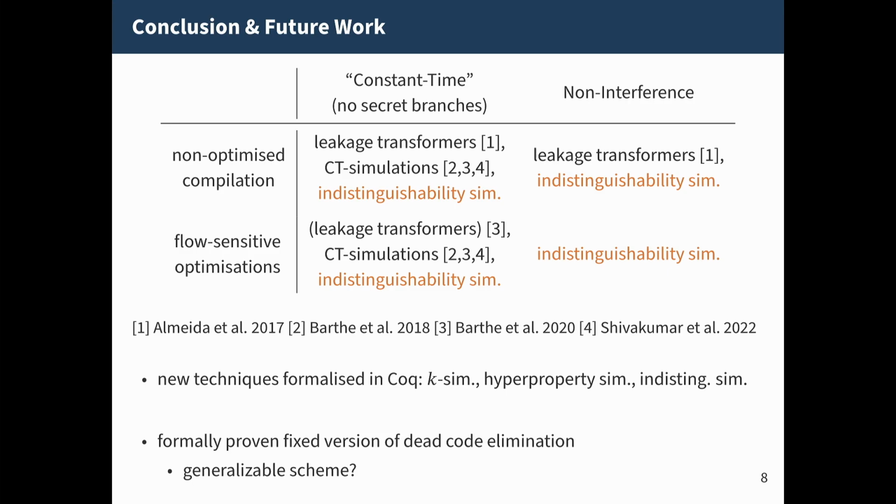Could we do the same kind of fixing of the code elimination? We probably can do it for other optimizations. And then, for our introduced techniques, there's the question: are they useful in other properties or contexts? And that's basically how I want to conclude my talk. Thanks.